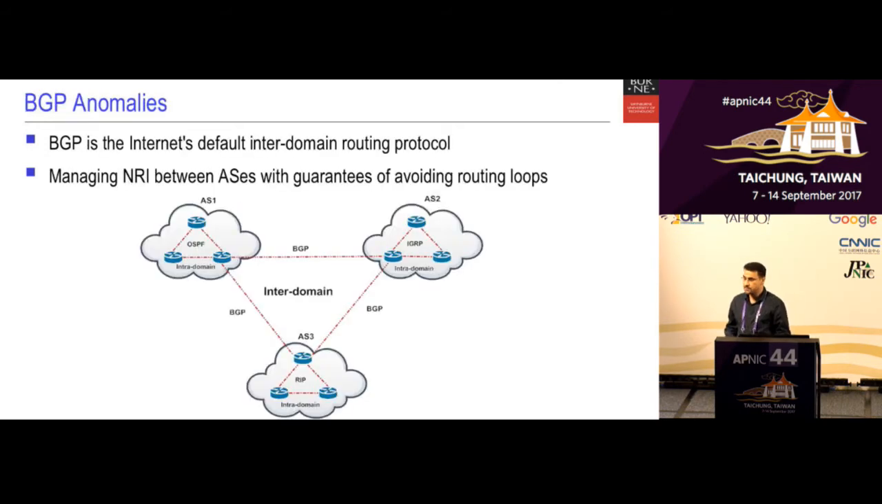So BGP anomaly. Before starting with BGP anomaly, let's have a brief fundamental about BGP. What is BGP? BGP is the Border Gateway Protocol, which is responsible for managing network reachability information between autonomous systems, where an autonomous system is a set of routers under a single technical administration unit using interior gateway protocols such as OSPF, IS-IS, and RIP. And these autonomous systems communicate with each other inter-domain using the gateway protocol.